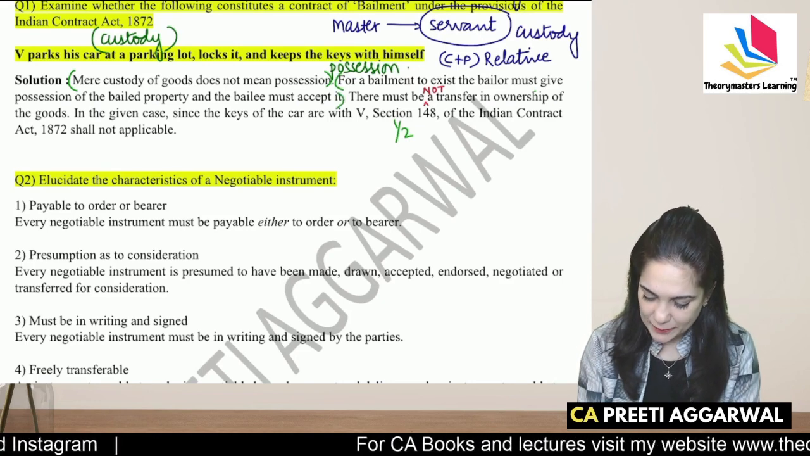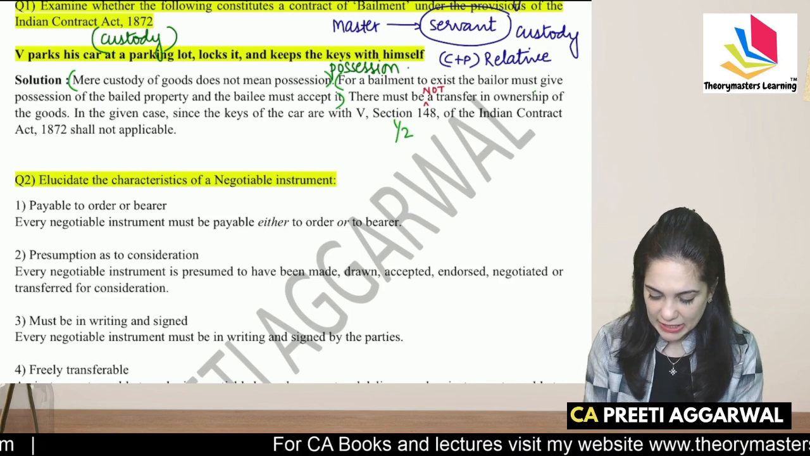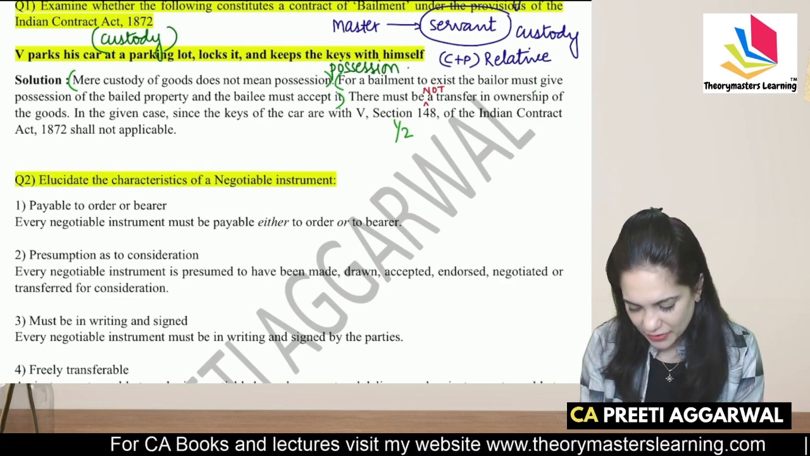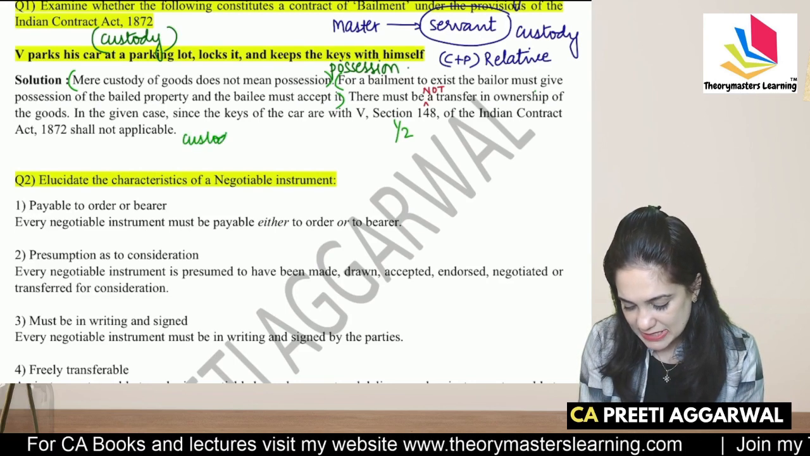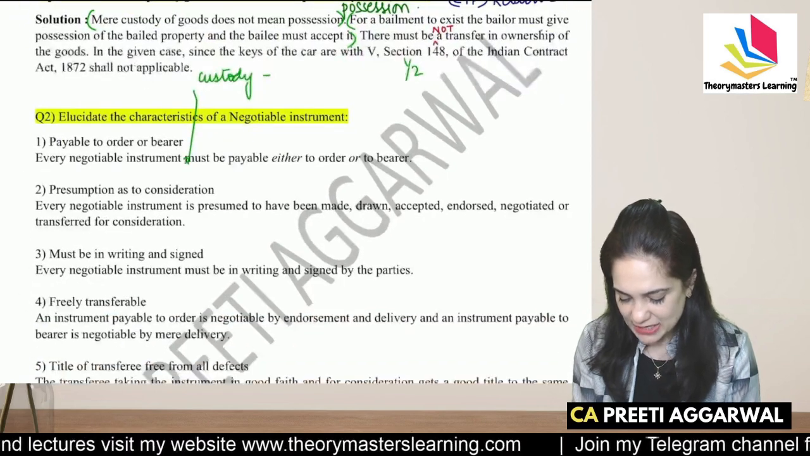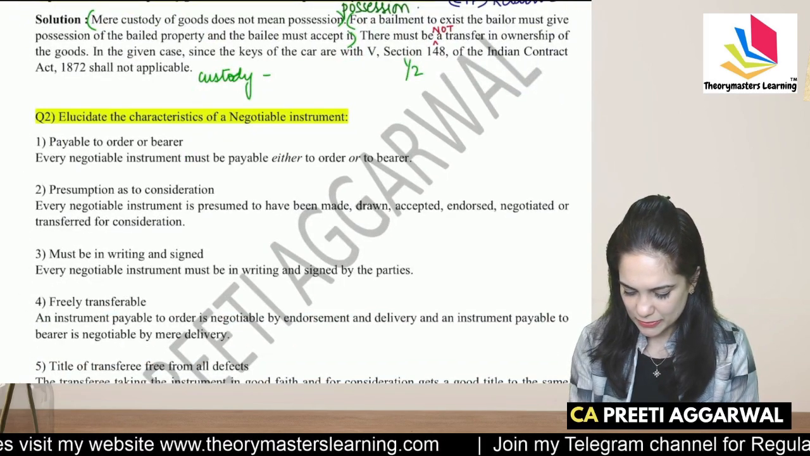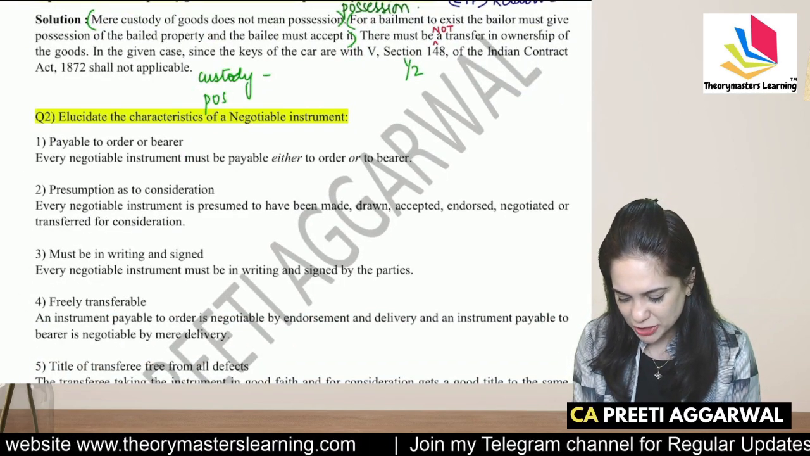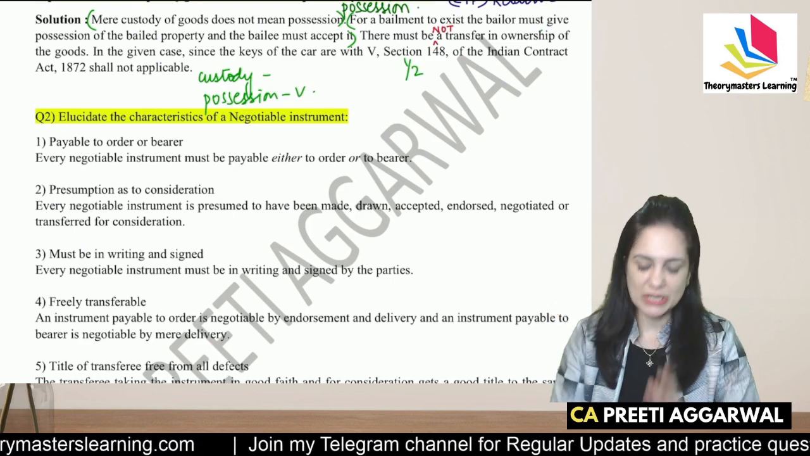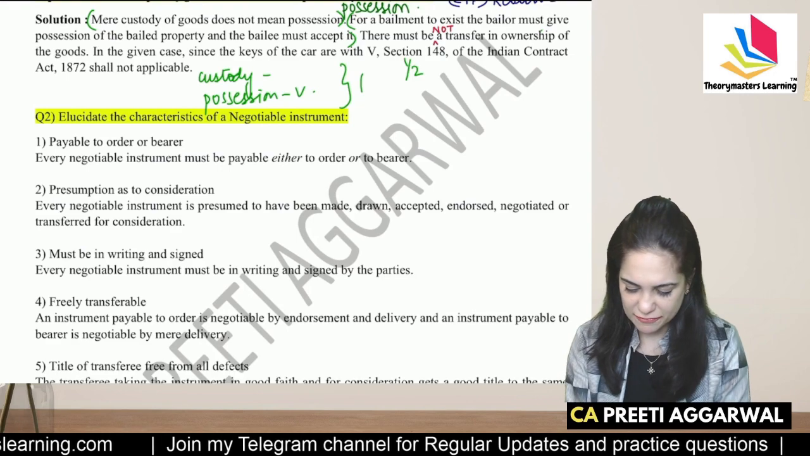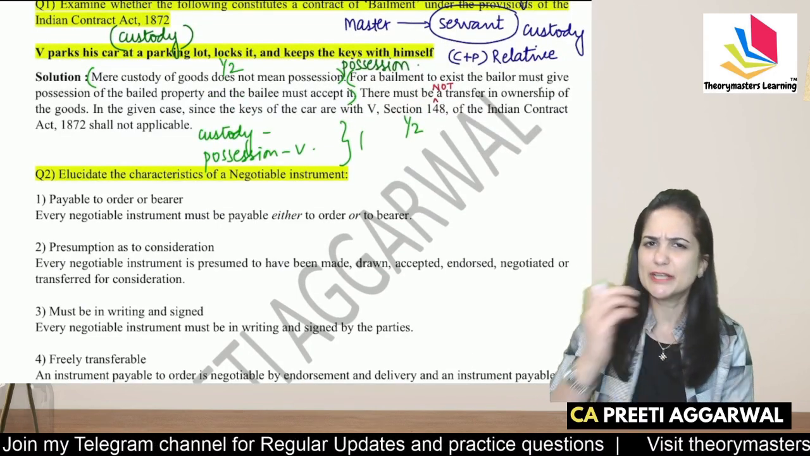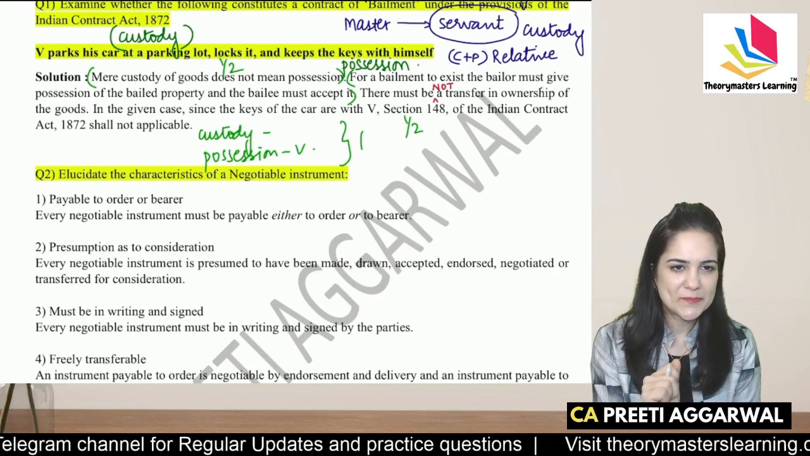So this is the second point. In the given case, the keys are with V. So you can write over here, the custody is with owner of the parking lot, whereas the possession is with V. For valid bailment, both should be transferred. For explaining that, give yourself 1 mark. And for writing mere custody is not possession, they are different, give yourself half mark.